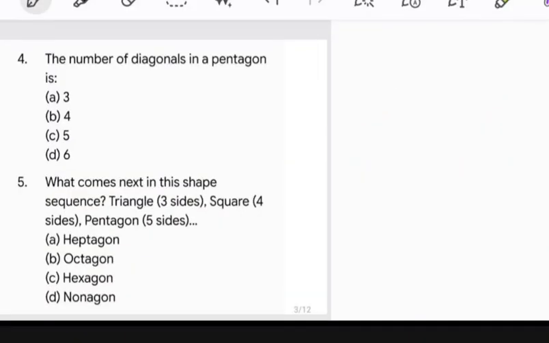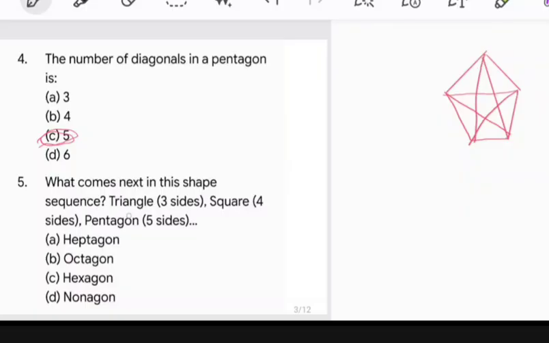Question number 4. The number of diagonals in a pentagon. A pentagon is a 5-sided figure. We can draw a pentagon. So, this is the pentagon. We can draw the diagonals: 1, 2, 3, 4, 5. So, total 5.